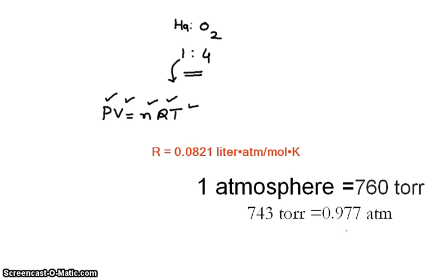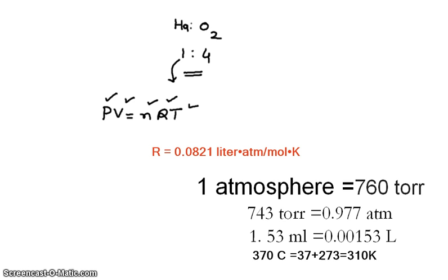Second parameter which we are going to convert is volume. Volume has been given in ml, and ml is converted to liter because we are going to use the value of gas constant wherein the units are in liter. And the third unit to be converted is temperature, from Celsius to Kelvin. So we got the temperature at 310 Kelvin.